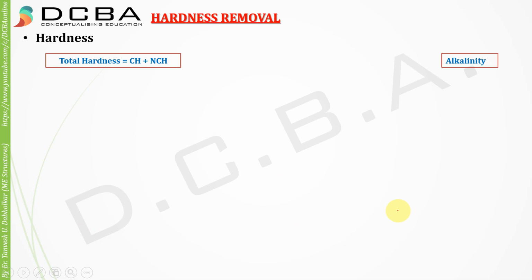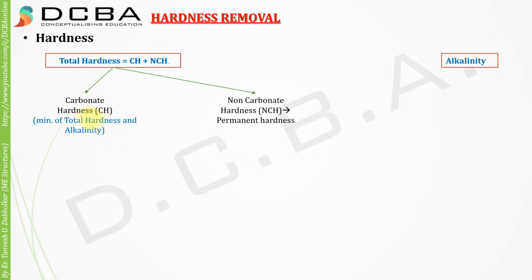Now comes a very important part. Listen to this very carefully. Total hardness, I had actually discussed this much before in some classes. Total hardness is carbonate hardness plus non-carbonate hardness, right? And there is something called alkalinity. Carbonate hardness is the minimum of total hardness and alkalinity.